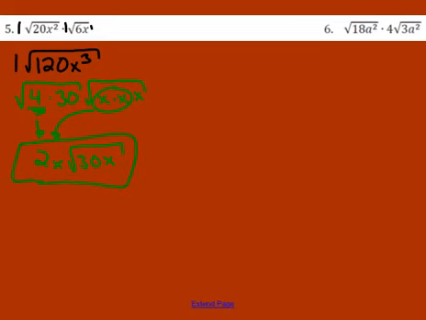30 has 5 and 6, 10 and 3, but nothing actually really goes into 30. So we would just leave that as 2x times square root 30x.